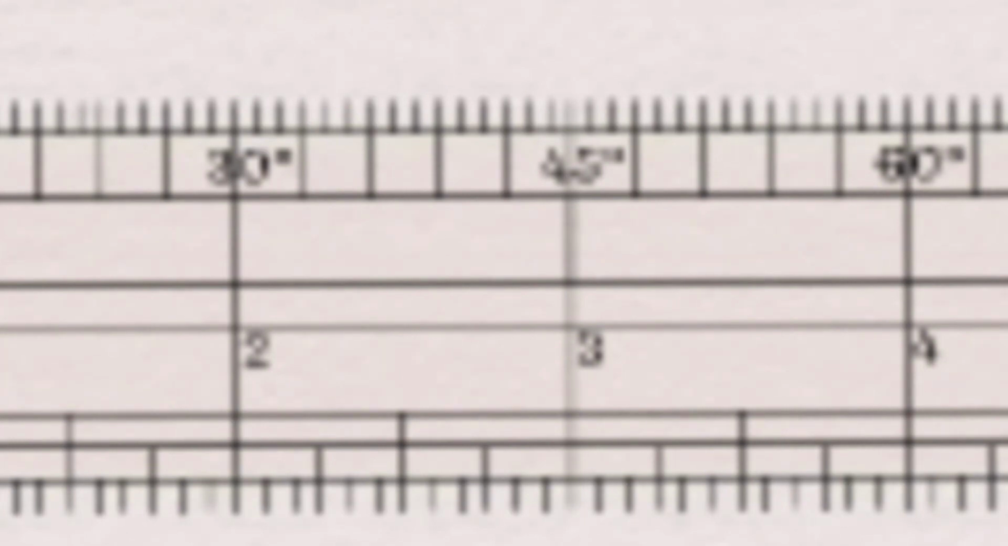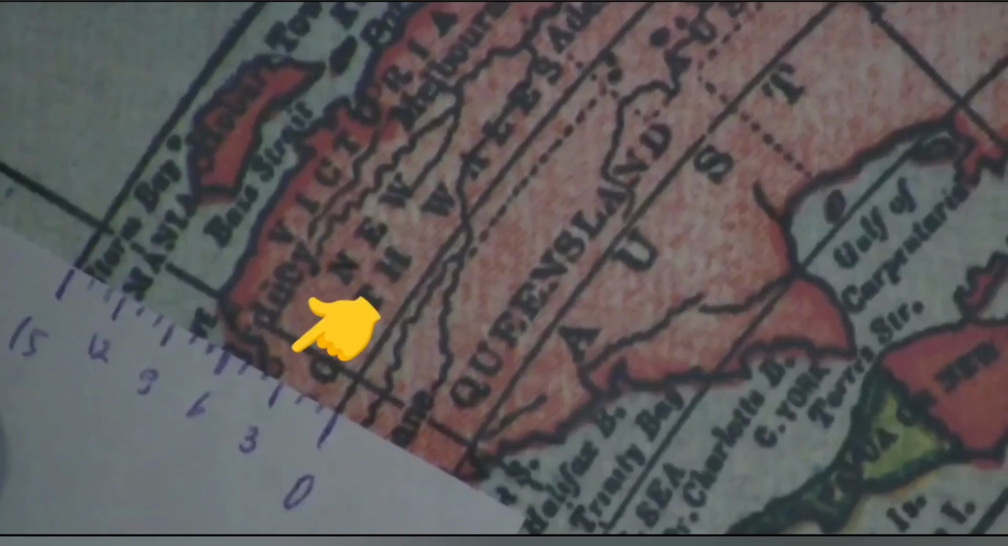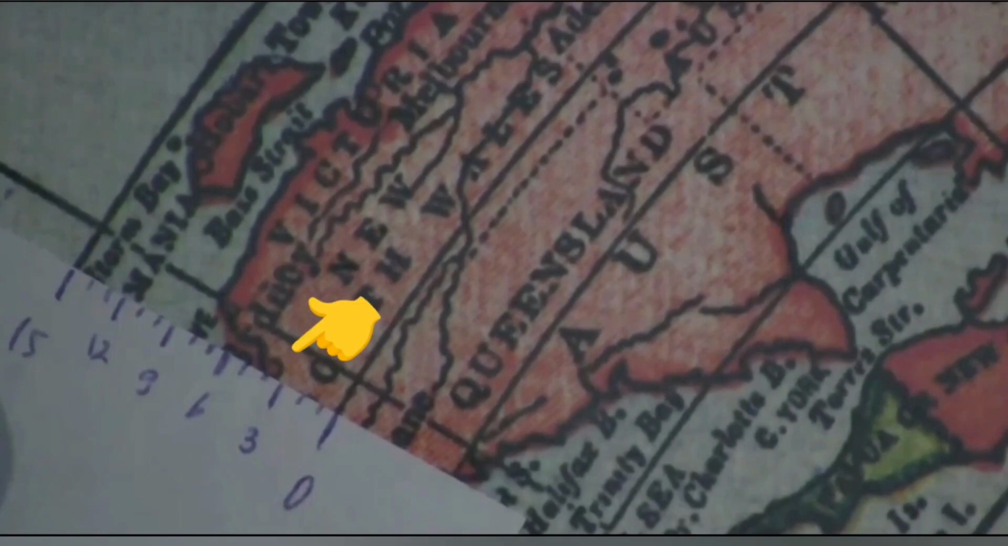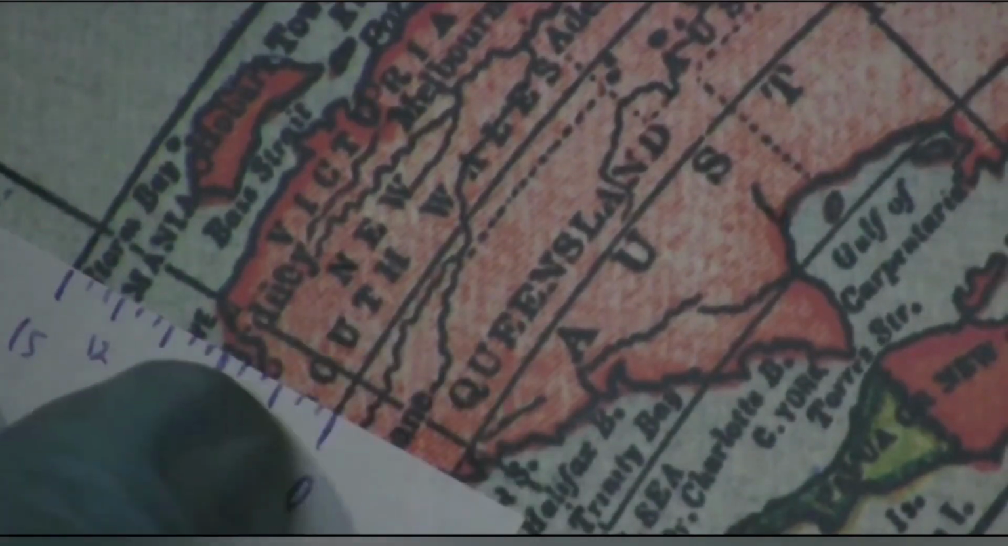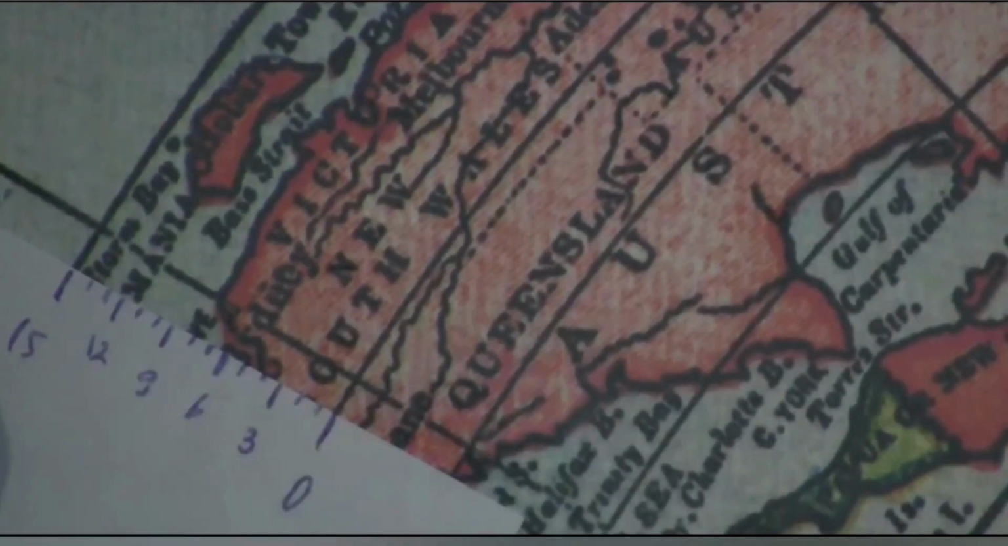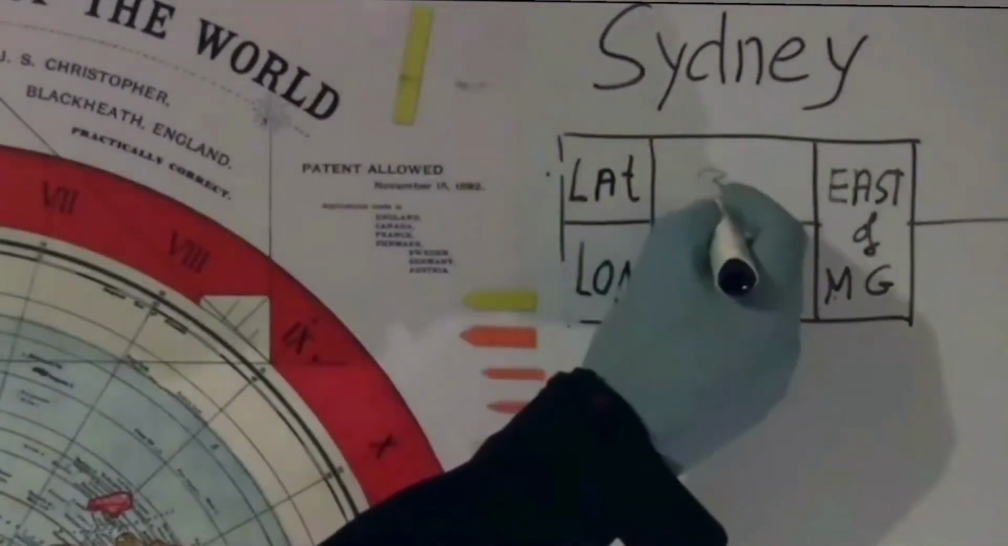So I'm going to show you how this works. Now we're going to locate Sydney, and we're going to locate the nearest latitude line, which is 30 degrees. Then we're going to set our scale down and count the individual degrees. And we get 1, 2, 3, 4. So Sydney is 34 degrees south latitude, or negative 34 degrees. Now we're going to write down negative 34 degrees for Sydney's latitude.